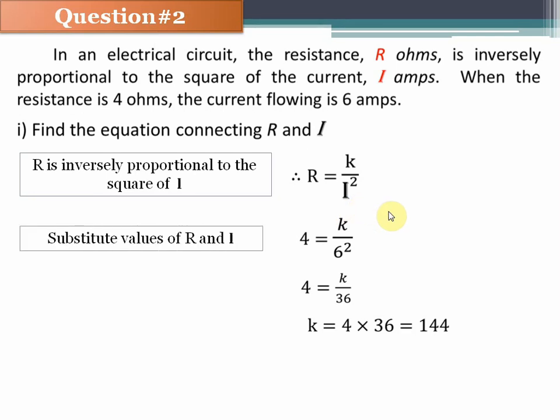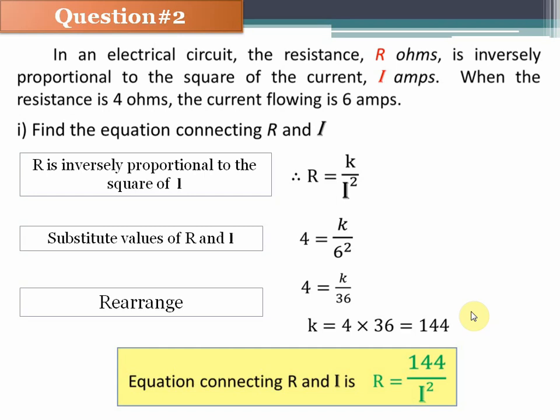Substituting the values of R and I, 4 is equal to K over 6 squared. It becomes 4 is equal to K over 36. 36 multiplied by 4 becomes 144. Now we got the equation connecting R and I: R is equal to 144 over I squared.